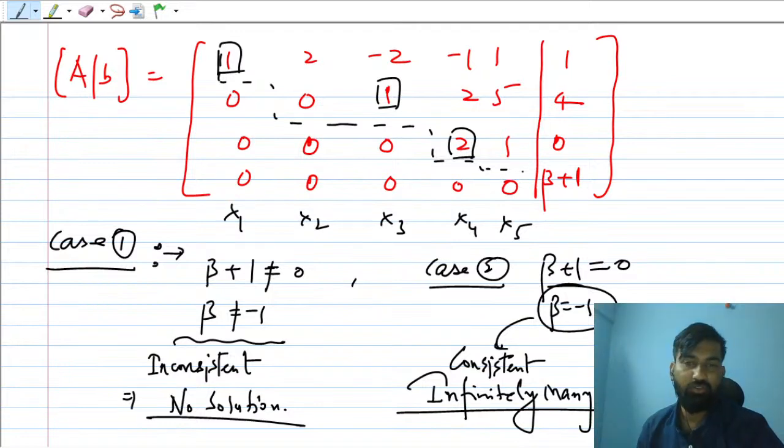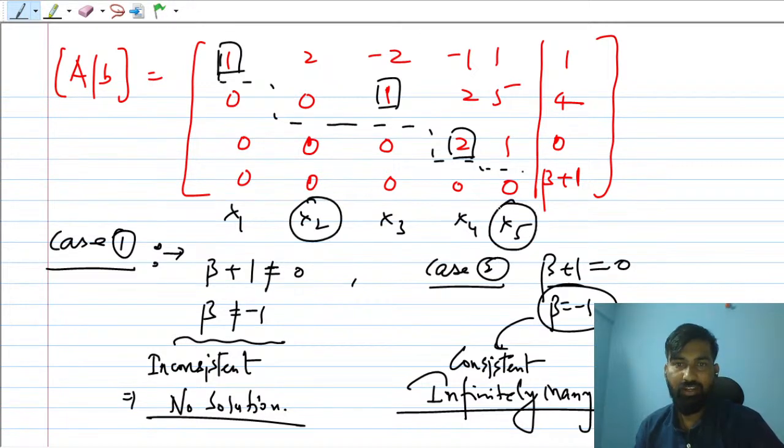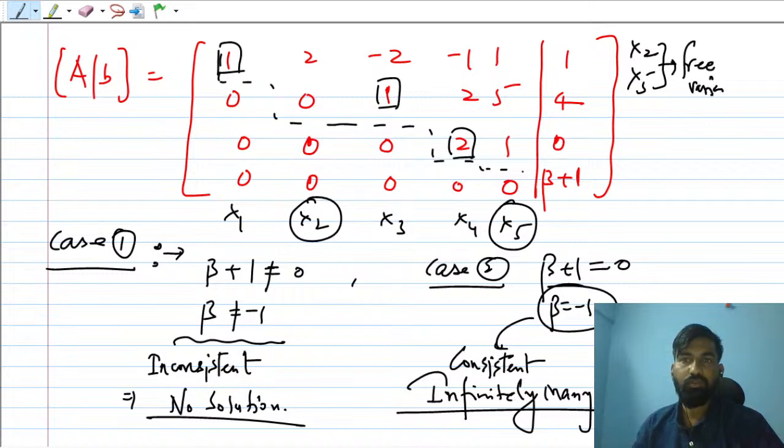One more thing I would like to mention here is that if you want to find the number of free variables, you see the column which does not have a pivot is the free variable. You see x1, this column has a pivot, so you say this is not a free variable. Here this is a free variable and this is a free variable. Okay, so in this case you can say that x2 and x5 are the free variables, and x1, x3 and x4 are the dependent variables.